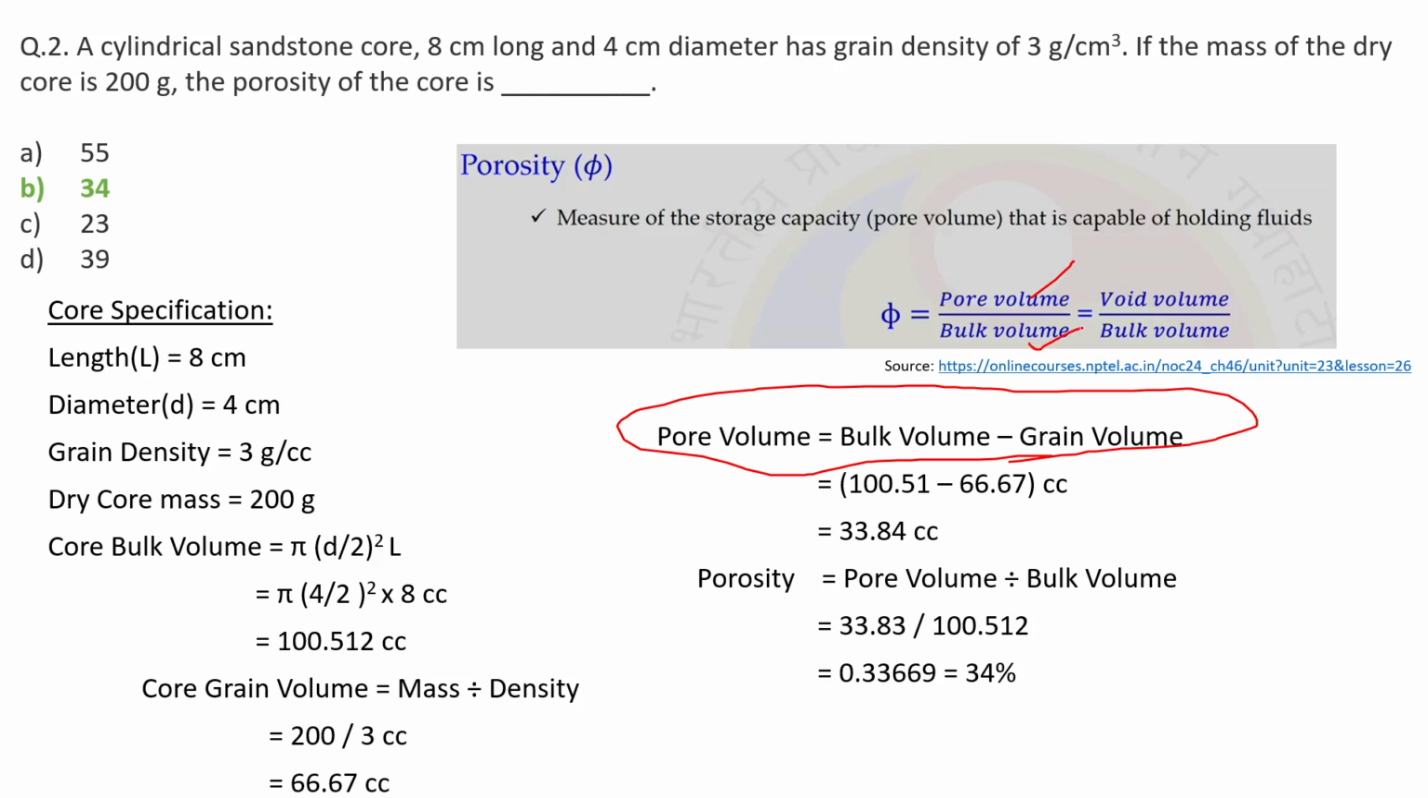So in conclusion, we are given the properties of the particles and the dimensions of the whole volume. From the dimensions of the whole volume, we get the bulk volume. From the properties of the particles, we get the volume of the particles. When we subtract these two, we get how much pore volume is left. And when we divide that by the bulk volume, we get the porosity. So here we are getting porosity as 34%, which is option B.